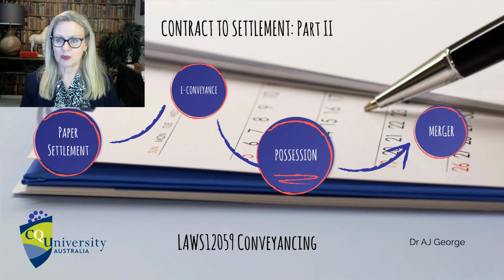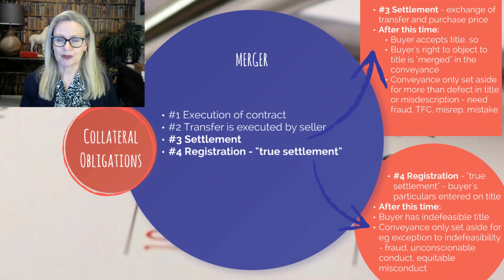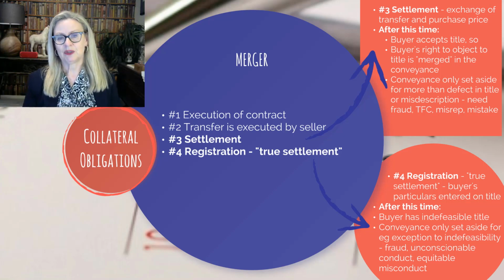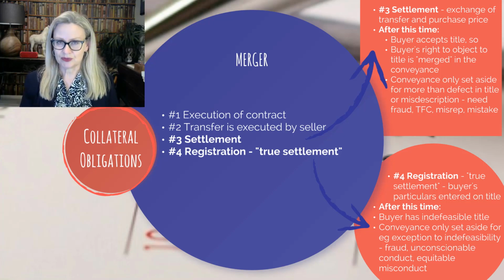Okay, so lastly we need to have a look at merger. Now we know that in every conveyancing transaction there are a number of different steps involved, and there will be different legal consequences attached to those steps. We know about execution of the contract and the rights and obligations that flow from that. We know that the seller has to execute the transfer, otherwise the settlement can never happen. But steps 3 and 4 are very significant steps. We've been talking about settlement throughout this video.